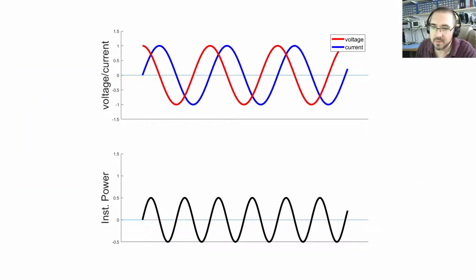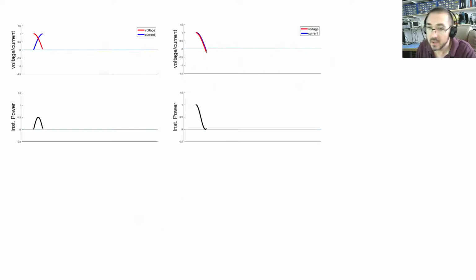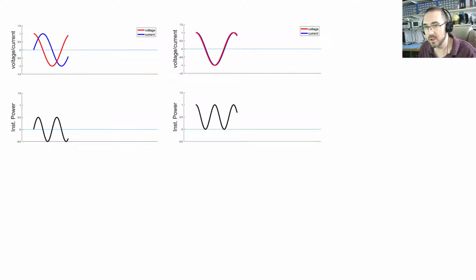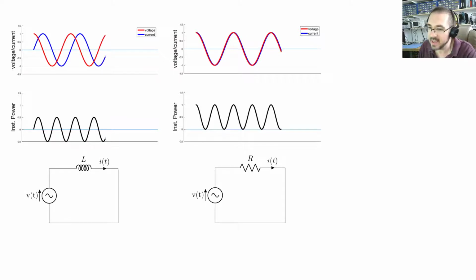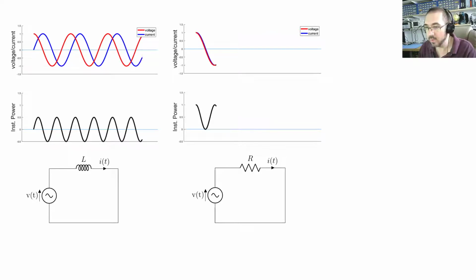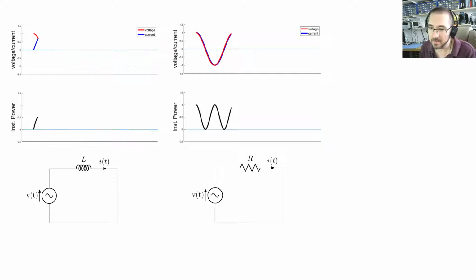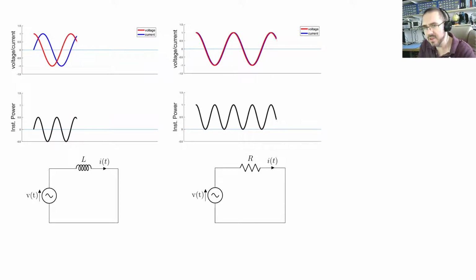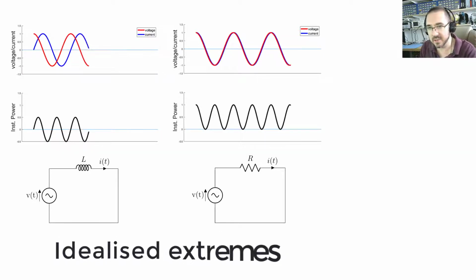Now, I want to make something clear at this point. These two situations represent idealized extremes. Okay, what I mean by that is you can never have a perfectly resistive circuit, and you can never have a perfectly reactive circuit that's just inductance or capacitance. Okay, all practical real systems are made up of some resistance, some capacitance, and some inductance. So these represent two idealized extremes.